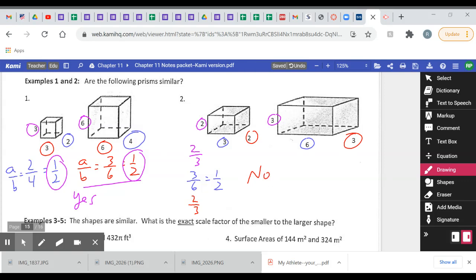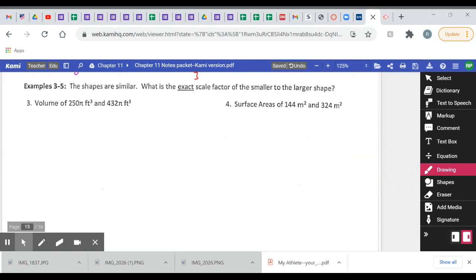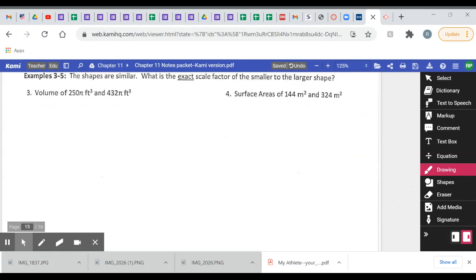So are the prisms similar? No, in this case. All right, next up, it's telling us that the shapes are similar, and it wants us to say what the exact scale factor of the smaller to the larger shape is. In this particular case, they are giving us the volumes, so they're giving us the A cubed over B cubed. I can say that the smaller one is 250 pi, and the larger one is 432 pi.